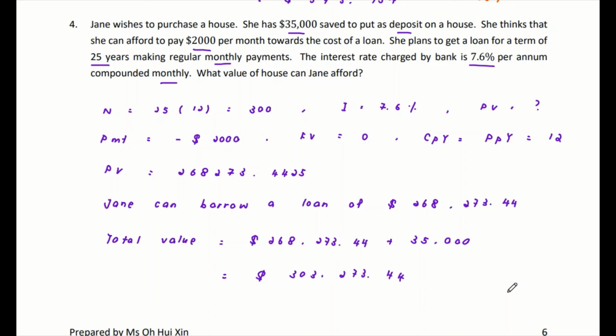So I hope that you can get the idea. From all the information, she can afford a loan of this amount of money, plus the deposit that she can put in, and that's the money she can afford for a house. Alright, so that's the end of the example here.